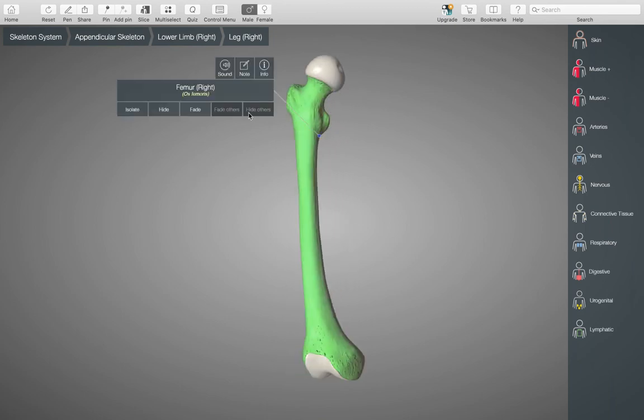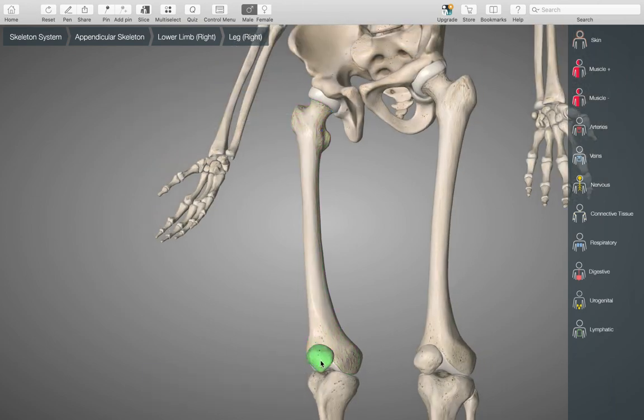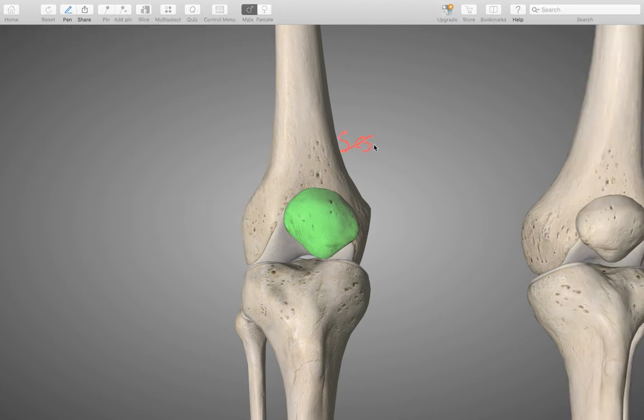Okay, let's bring everything back. Okay, let's zoom out a little bit. Then we go down here to the patella. Okay, the patella is your kneecap. This is called a sesamoid bone. Okay, see if I can write that here. Sesamoid bone. Okay, and then sesamoid just refers to the shape. It has this roundish, seed-like shape, and it's called a sesamoid bone.